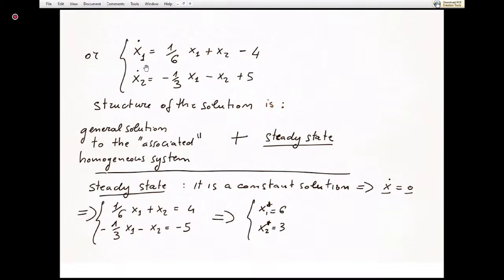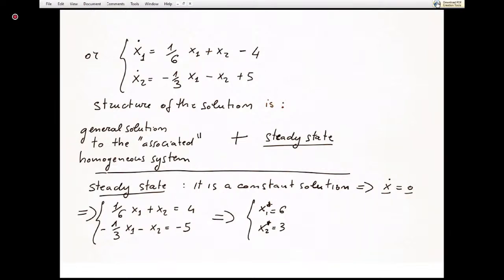So the system will be like this. The part up to this point is the previous system. But then we had -4 in the first equation and +5 in the second equation. If you remember, the structure of the solution, which you already found in other cases, is the general solution to the associated homogeneous system plus the steady state. Okay?